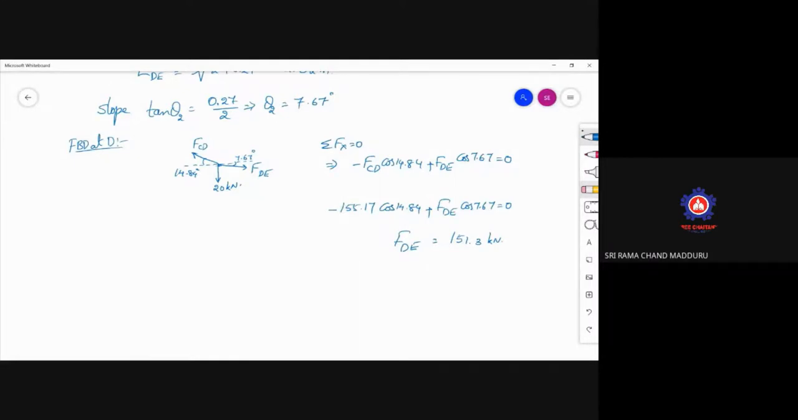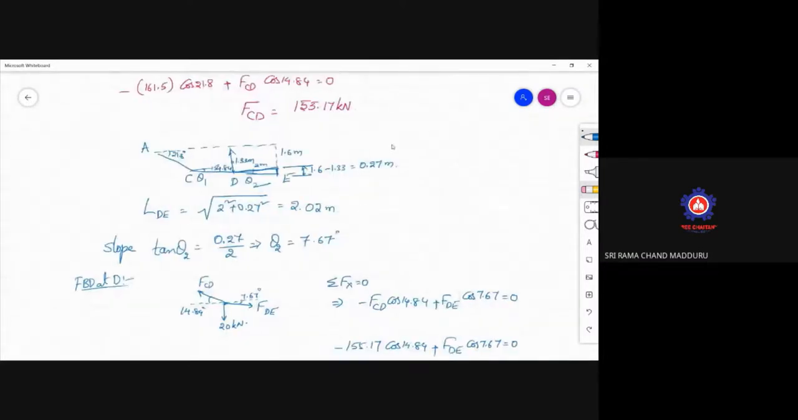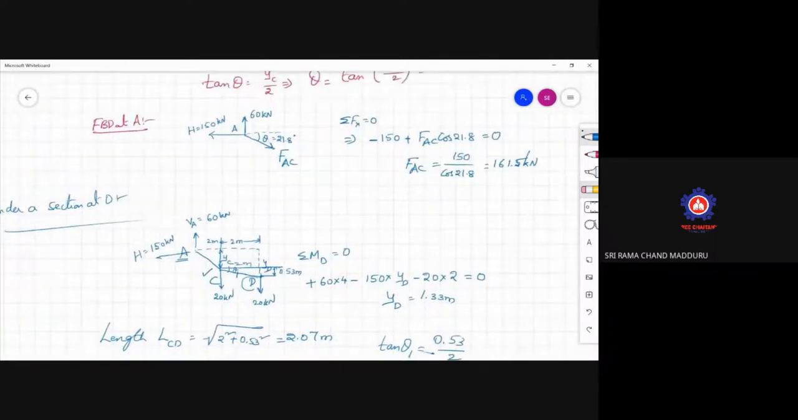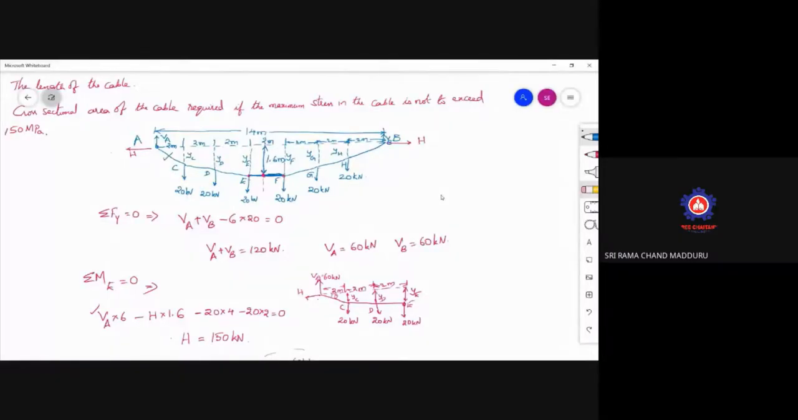So now forces are calculated here. This force is nothing but tension force only. We are considering it as positive, as it is tension force. Remember, the force in FAC is equal to force in FBH, or HB, force in CD is equal to force in GH. Force in DE is equal to force in FG due to symmetrical behavior.